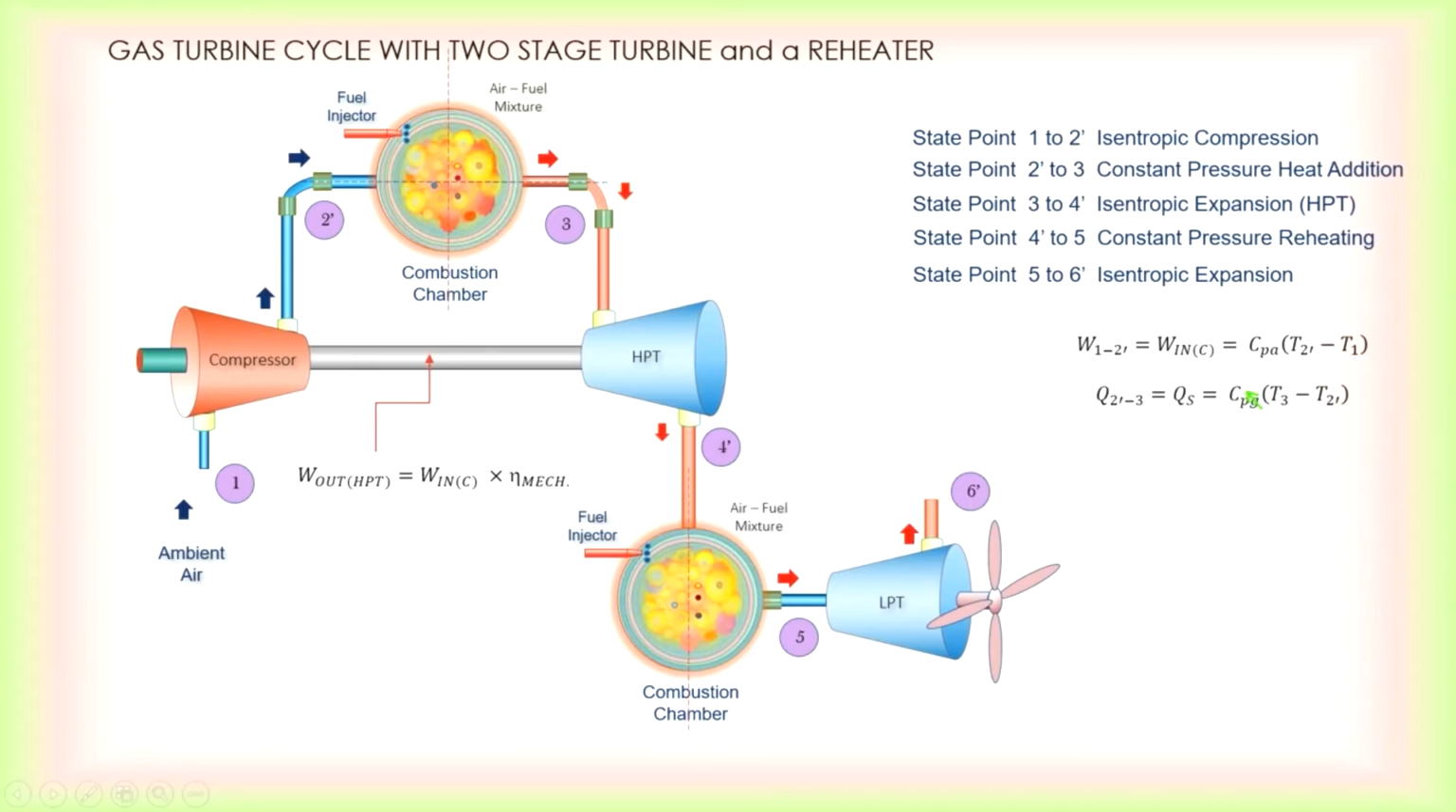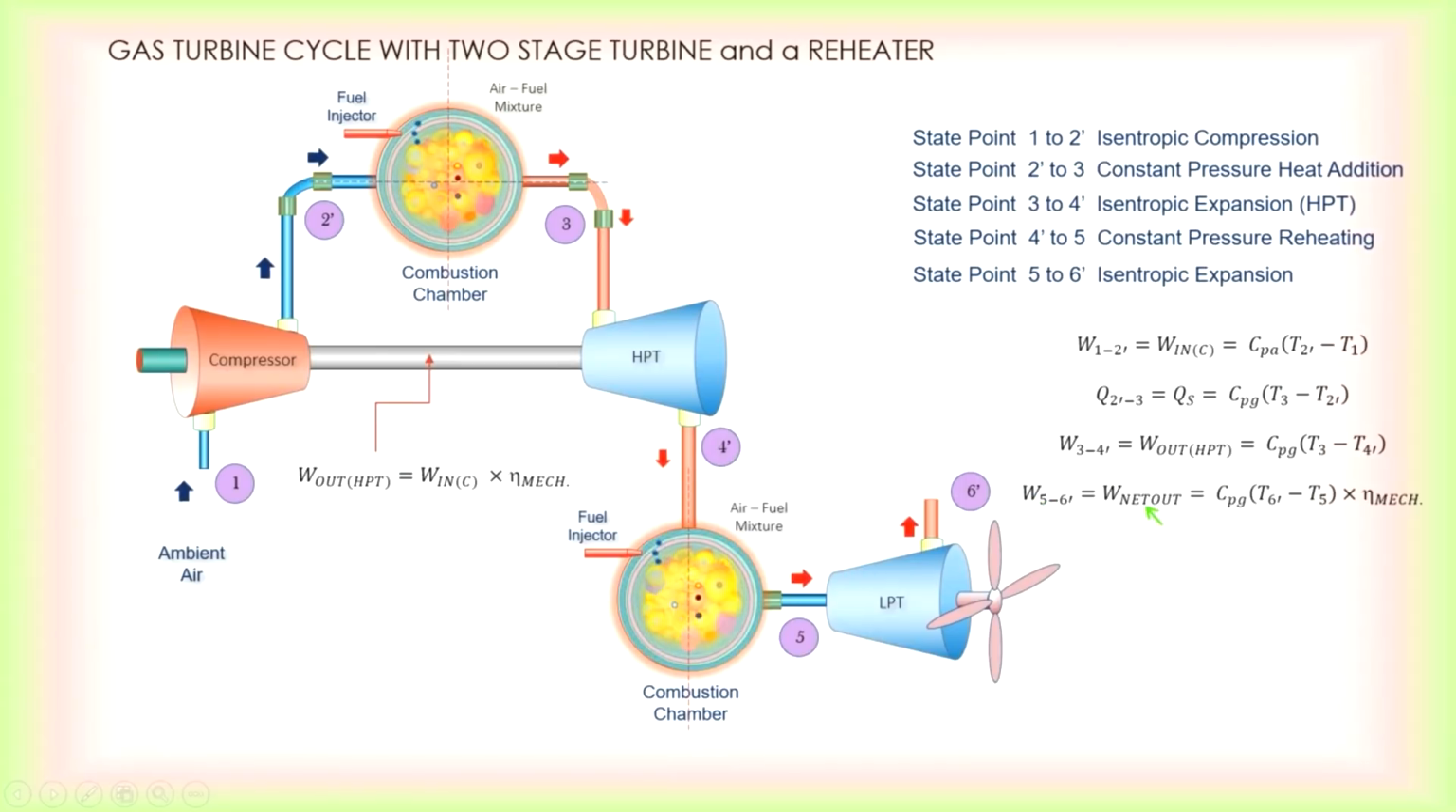Then your heat supply is CPG times T3 minus T2 prime. And then for 3 to 4 prime, which is the high pressure turbine, CPG times T3 minus T4 prime. And then the net work out, or work output: you can see this one is only driving the compressor. It is not driving the combustor. It is only driving the generator or the propeller here. So the net work out is based on the LPT only.